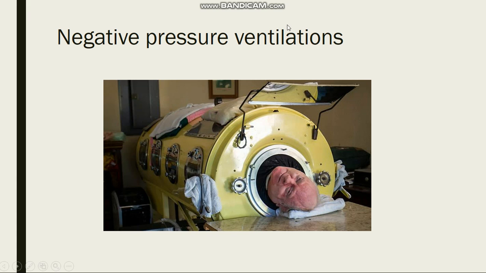This is a negative pressure ventilator. In this setup, inside the ventilator there is negative suction where the air is moved out. As a result, there will be a decrease in pressure. However, inside the thorax, the intrathoracic pressure remains the same. Because of the decreased outside pressure, there will be a relative increase in intrathoracic pressure. As a result, the lung will expand.